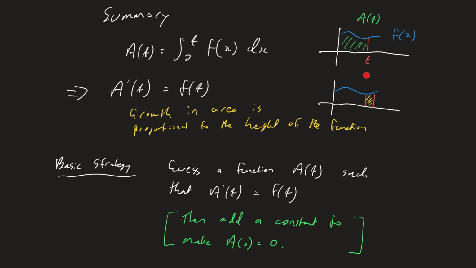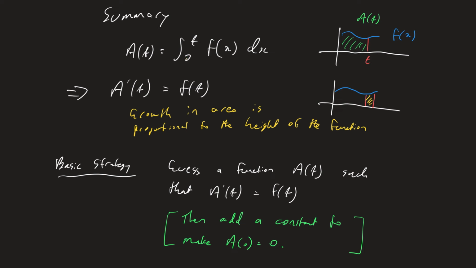The higher my function is here, the faster the area is going to grow. Our basic strategy then for solving this integral equation is to guess a function A of t whose derivative is f of t. When we do this, there's essentially a unique answer, but up to a constant. When we differentiate a constant, we get 0. So for any function A of t, we can get another function satisfying this equation just by adding a constant to it. What we really want is to choose the answer such that when it's evaluated at 0, we get 0.